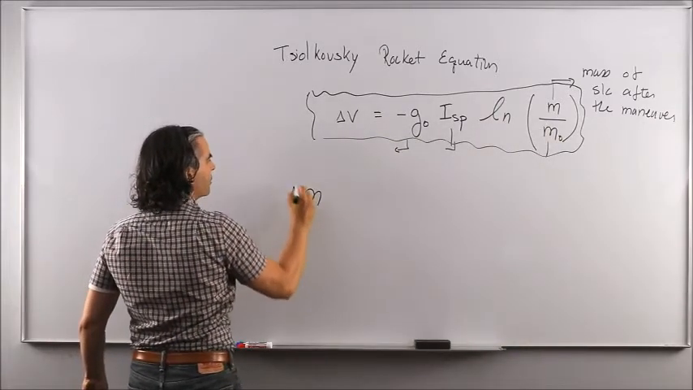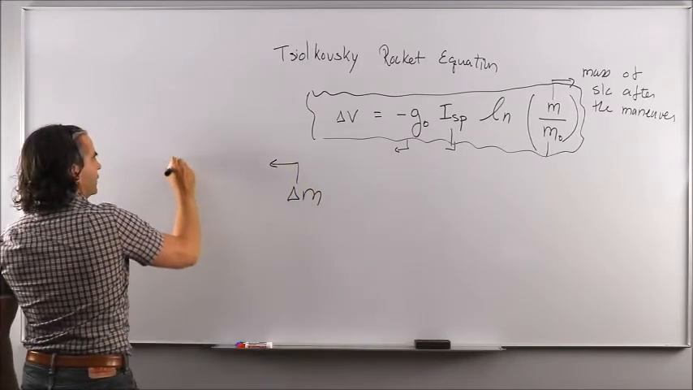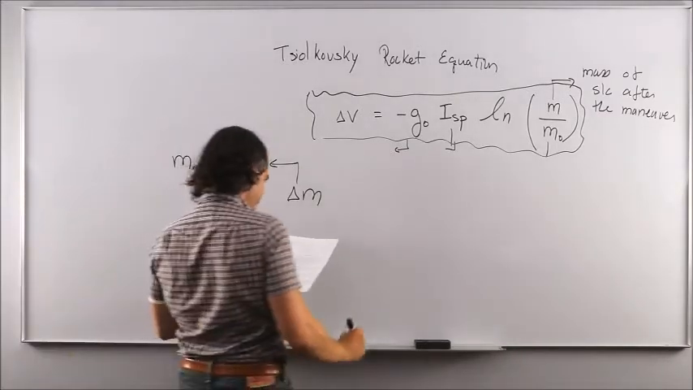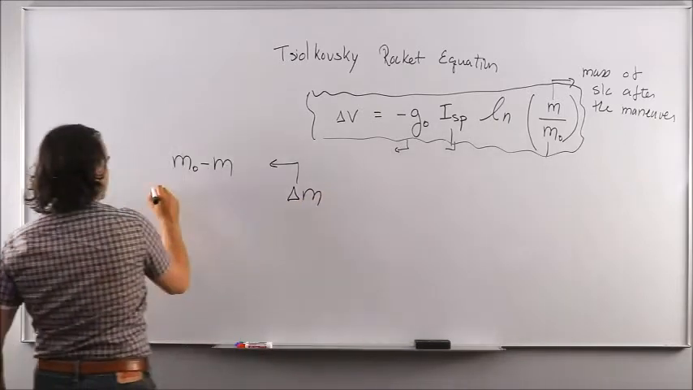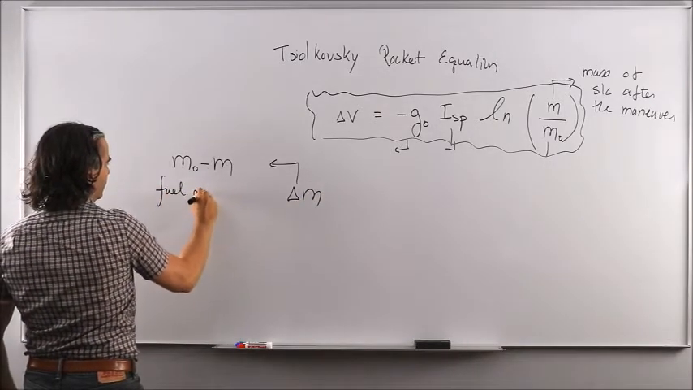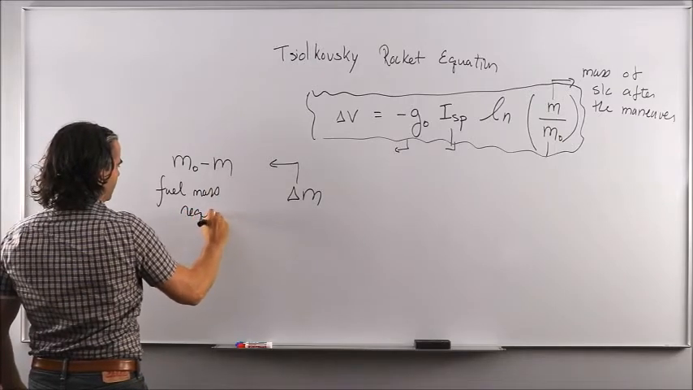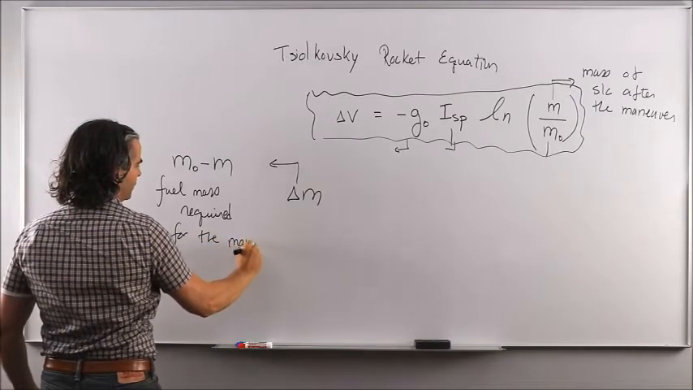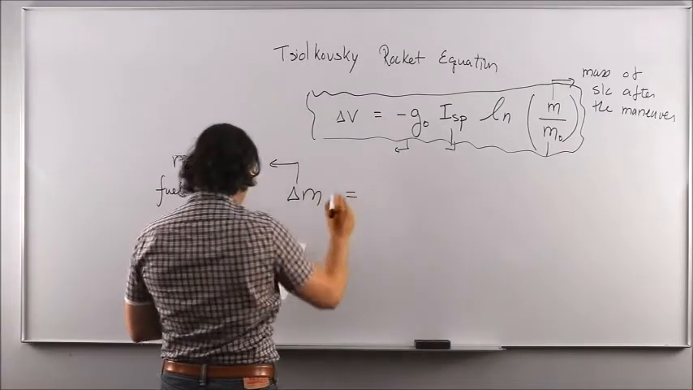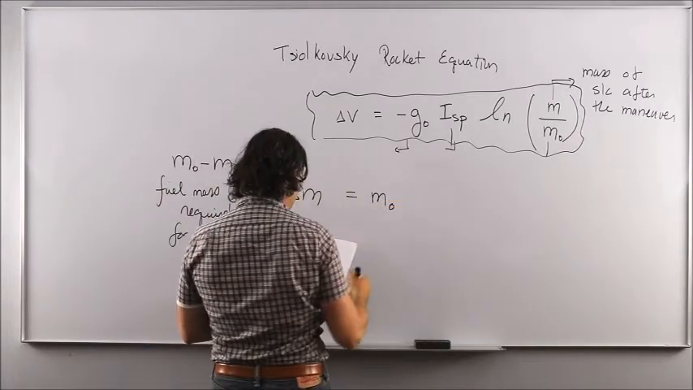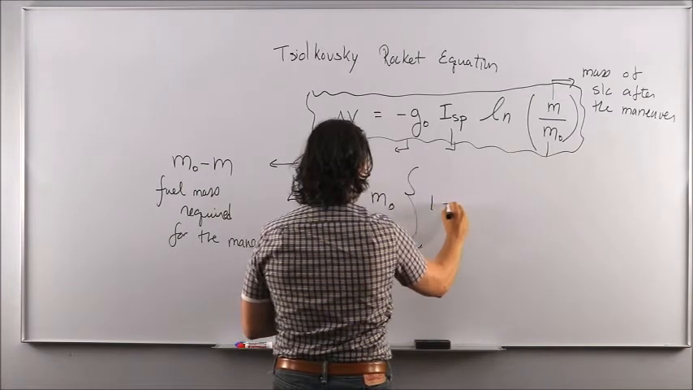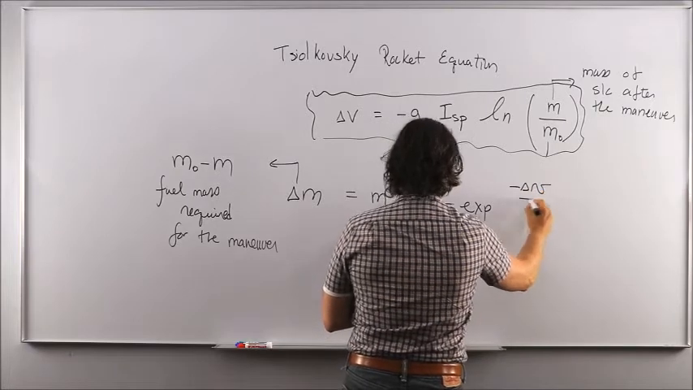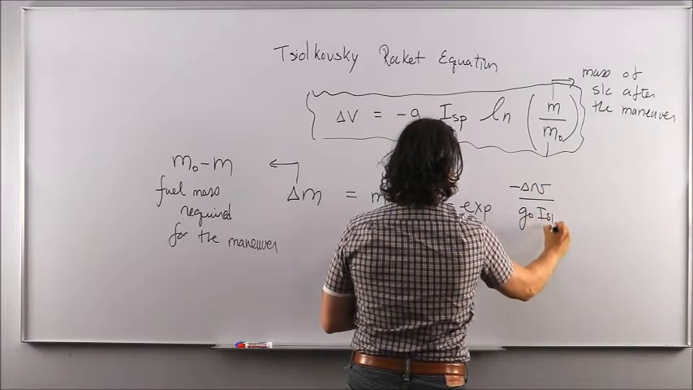I'm going to say delta m, where delta m is initial mass minus the final mass. Or in other words, the fuel mass required for the maneuver is going to be equal to the initial mass of the spacecraft times 1 minus exponential of minus delta V over g naught Isp.